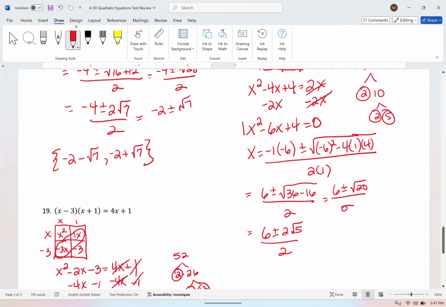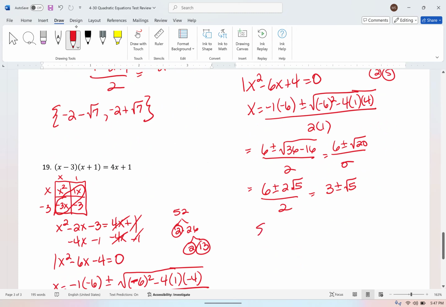Now we can divide by 2. So this is 3 plus or minus the square root of 5. So our solution set is 3 minus the square root of 5 and 3 plus the square root of 5.